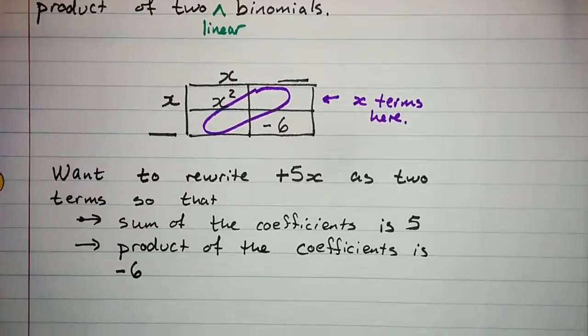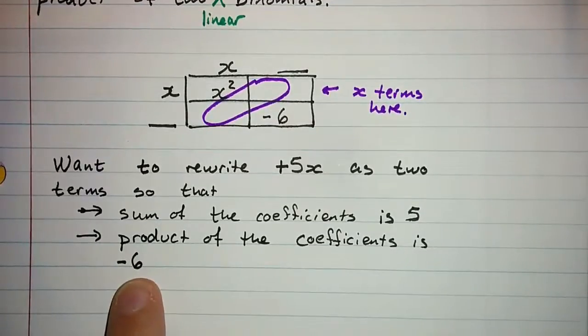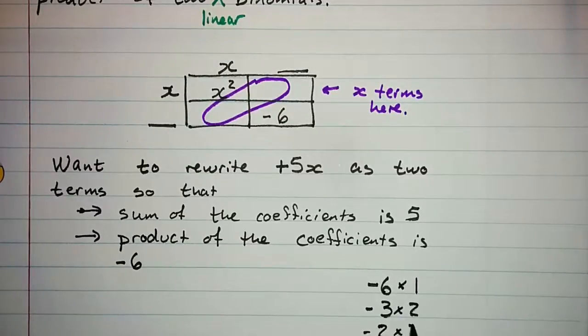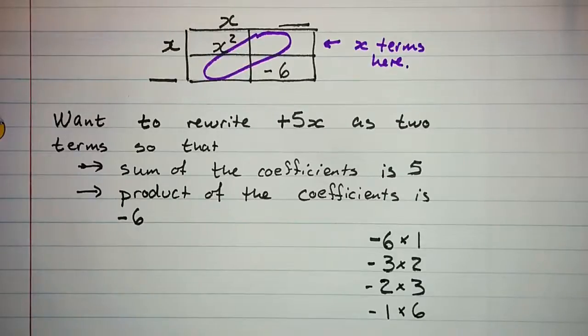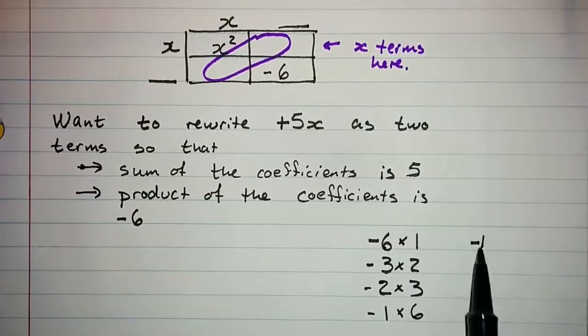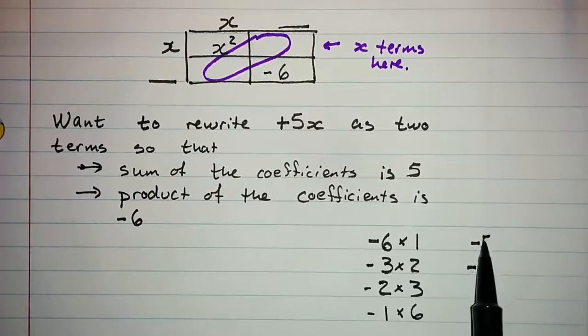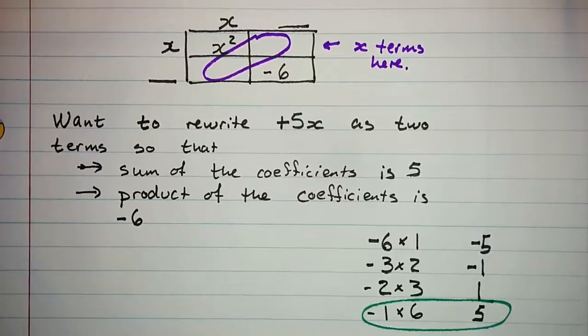Well, we can write down all of the numbers whose product is -6, that is, all of the pairs of factors of -6. Right? We've got -6 times 1, -3 times 2, -2 times 3, -1 times 6. What do we get when we add up these factors? -6 plus 1 is -5. -3 plus 2 is -1. -2 plus 3 is +1. -1 plus 6 is +5. -1 plus 6 is our winner, I think.